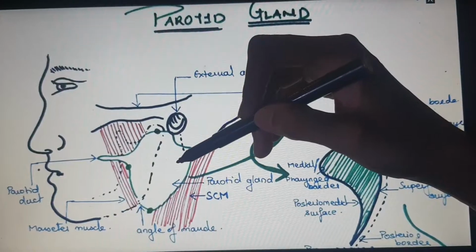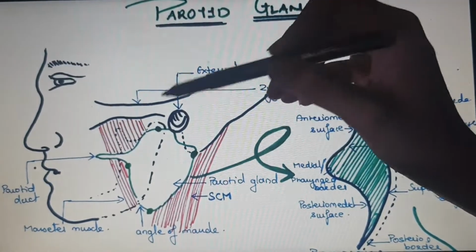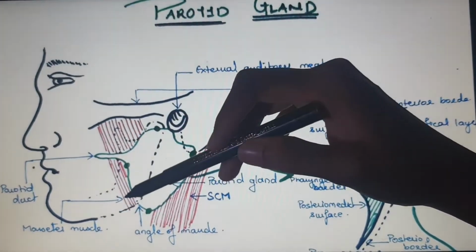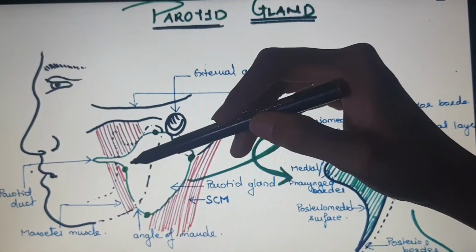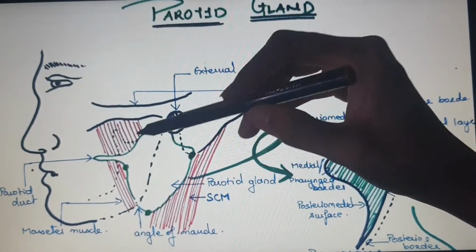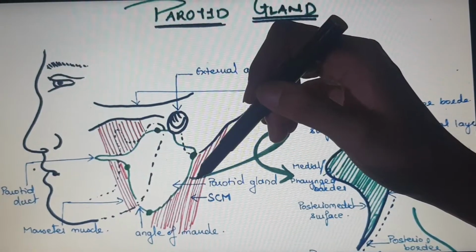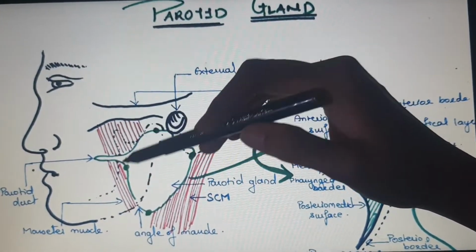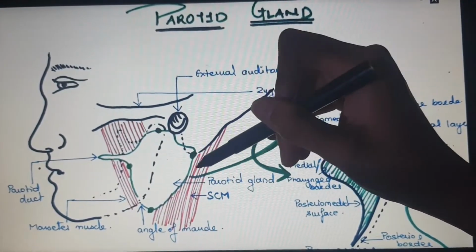As I told you earlier, it extends from the external acoustic meatus or external auditory meatus to the angle of the mandible, as you can see over here, and it may progress downwards. It is present between the ramus of the mandible and your sternocleidomastoid, anterior and posteriorly if you go to see. So anteriorly, it also overlaps the masseter muscle and posteriorly the sternocleidomastoid muscle.